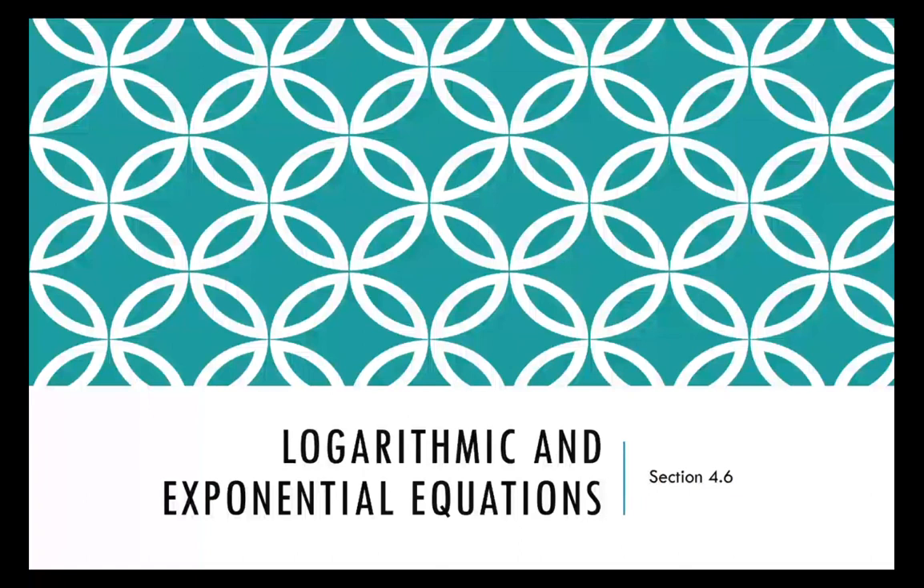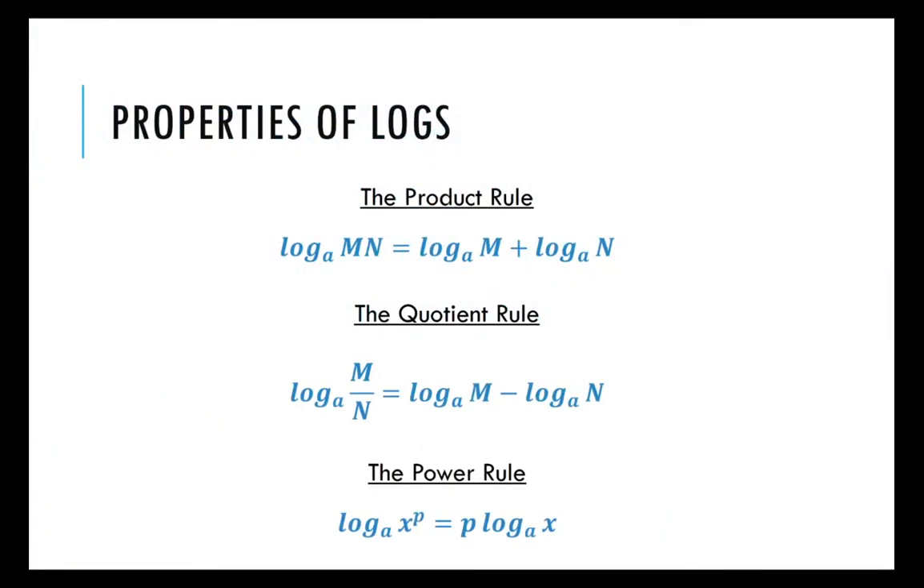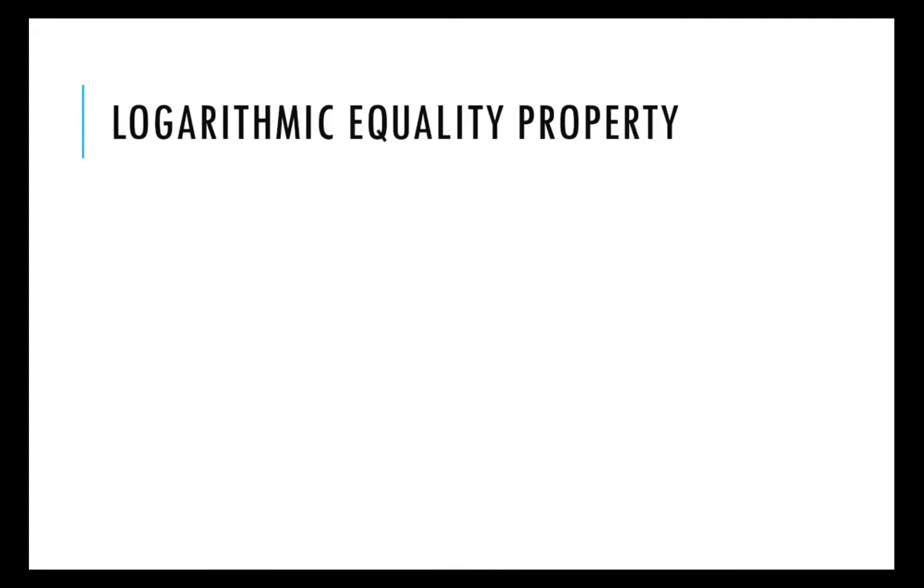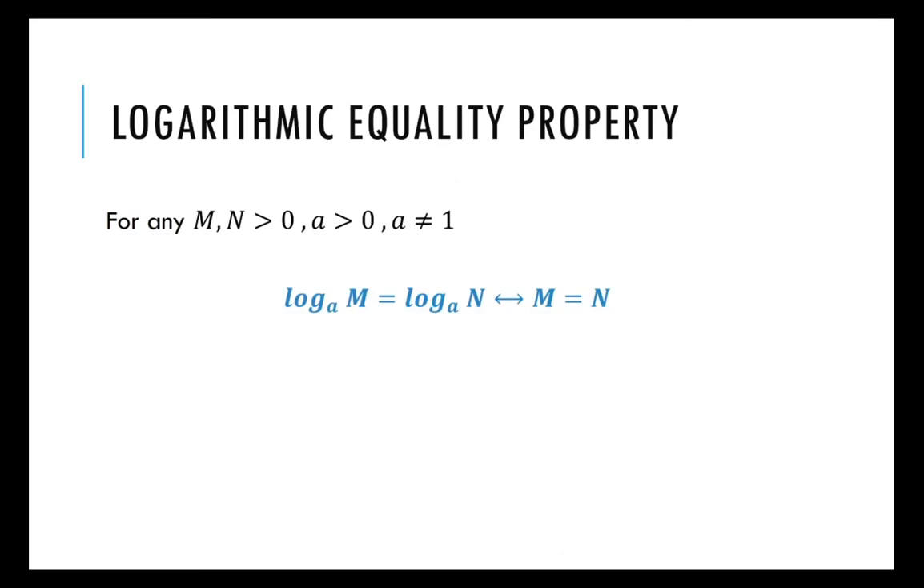Section 4.6, Logarithmic and Exponential Equations. So the first thing is, just as a reminder, here are the properties of logs. Then when we're trying to solve log equations, the first thing is that we have what's called the logarithmic equality property. In general, that just says that if you have two logarithms set equal to each other with matching bases, then you can set their arguments equal to each other.